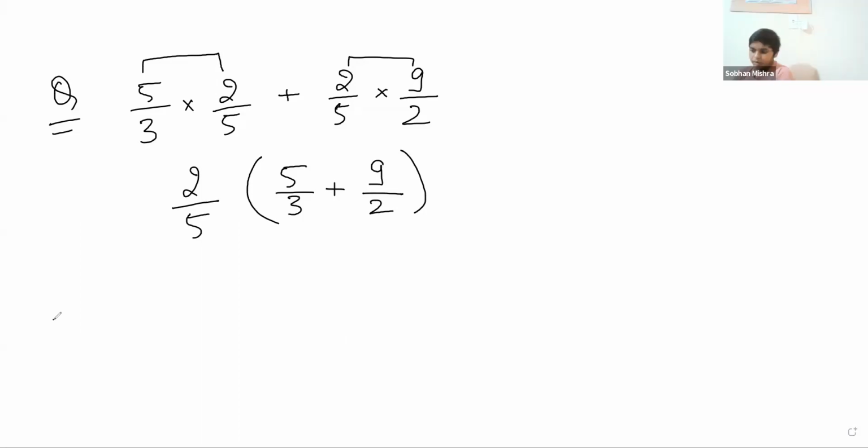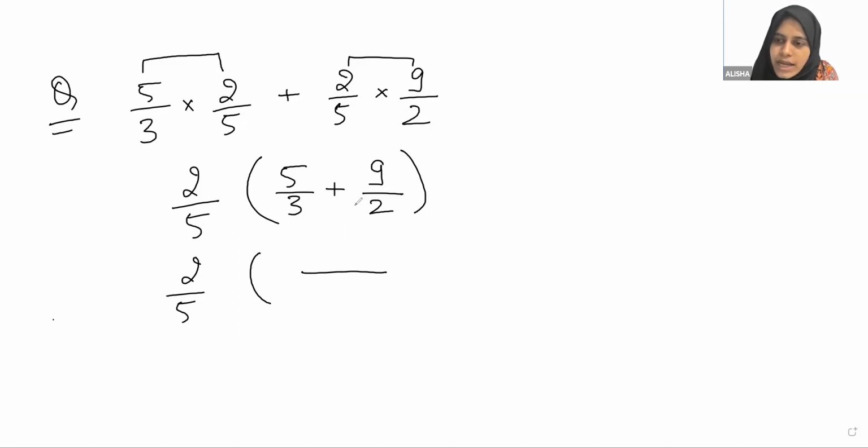Is it 2 by 1? It's 2. The complete answer is 2. Okay, let's see. 2 by 5 was kept as it is in your notebook as well. I did the addition first, then multiplied; 2 by 5 was kept as it is outside the bracket, right? Now how will I add these two numbers?